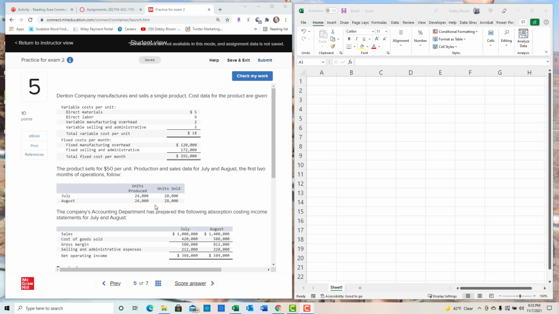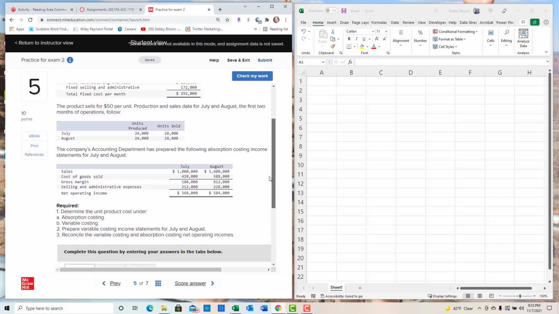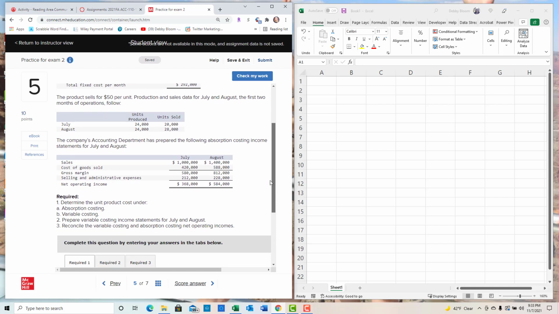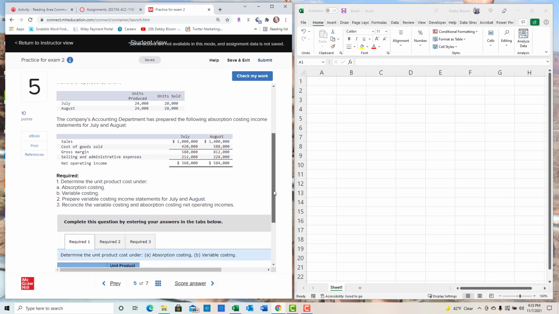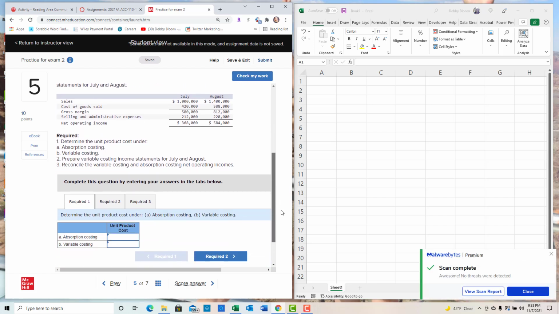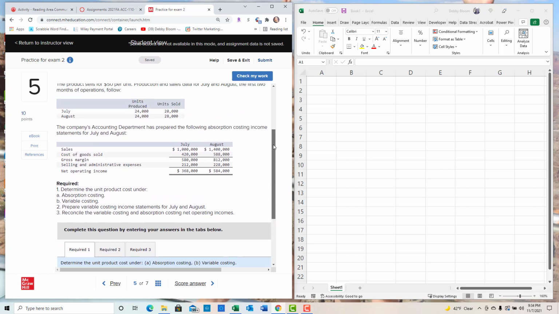We're given production and sales data for the first 2 months of operations. And then moving on, we're given the absorption costing income statements for July and August. So requirement number 1, to determine the unit product cost under both absorption costing and variable costing. Number 2, we're supposed to prepare variable costing income statements for July and August. And then in part 3, we're supposed to reconcile the variable costing and absorption costing net operating incomes.